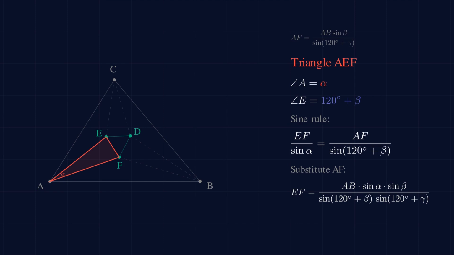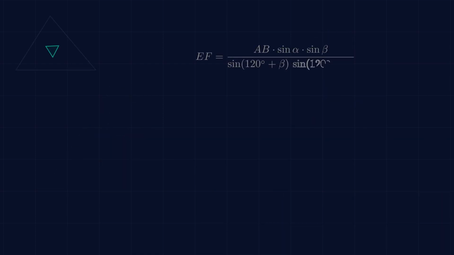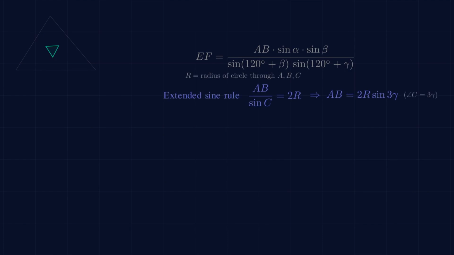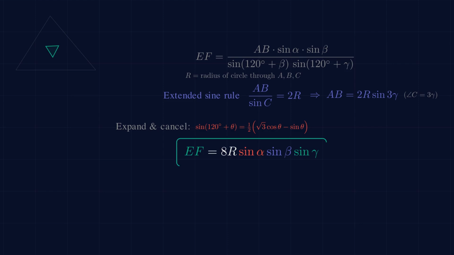This looks messy, but stay with me. Here's where the magic happens. Using the identity for sine of 120 plus theta and the extended sine rule, AB equals 2r sine 3 gamma, where r is the circumradius, we can simplify that expression. After substituting and using the triple angle identity, every side of the inner triangle simplifies to 8r sine alpha sine beta sine gamma. Look at that formula, 8r sine alpha sine beta sine gamma.